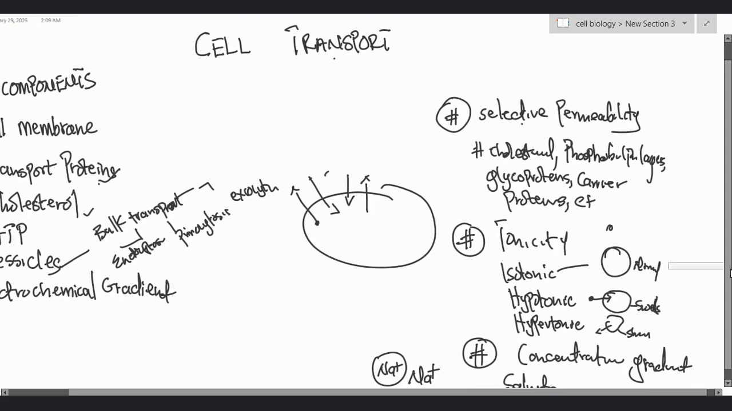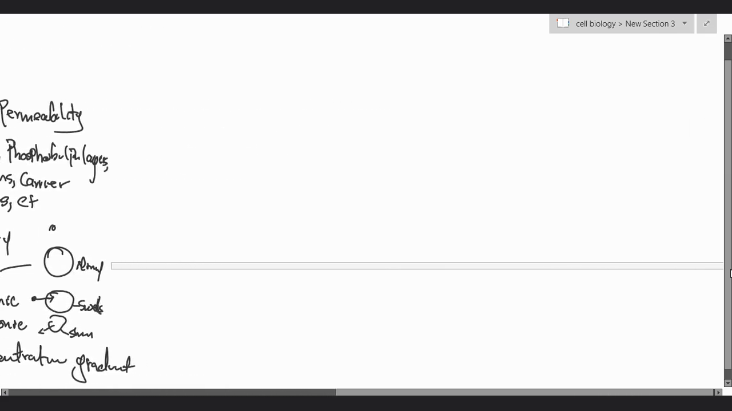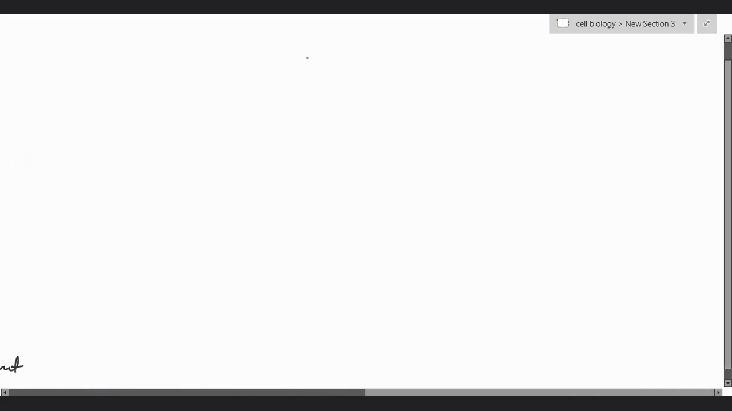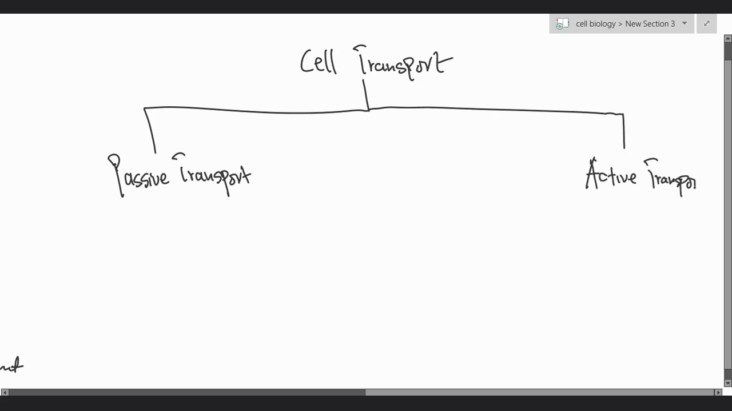All right. Now let's see how we can classify the various types of cellular transport. Cell transport can be broadly classified into passive transport, active transport, and then we have bulk transport.